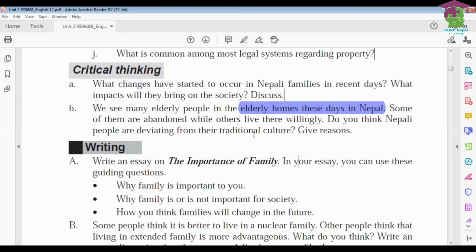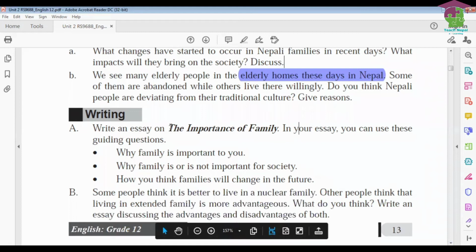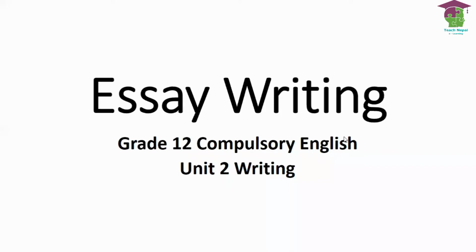On writing, you have been given the essay writing task. So here you have been given a topic to write an essay on the importance of family. Here I'll show you something in the slides about the basic things under essay writing, and I'll tell you how you should write this essay. Of course, let me share this.